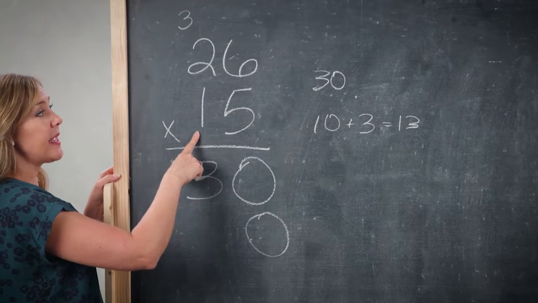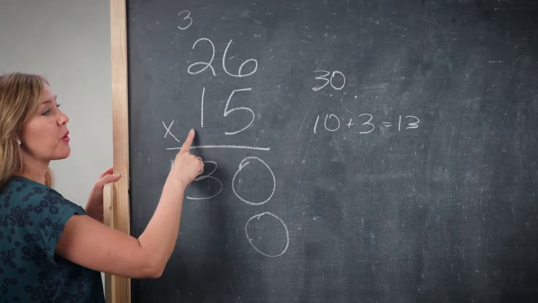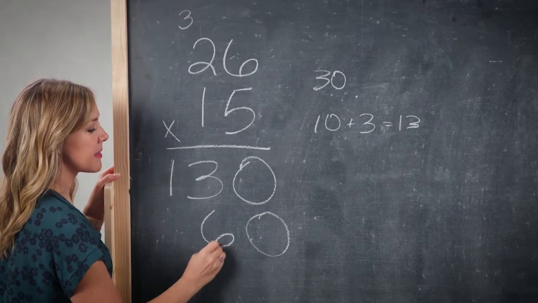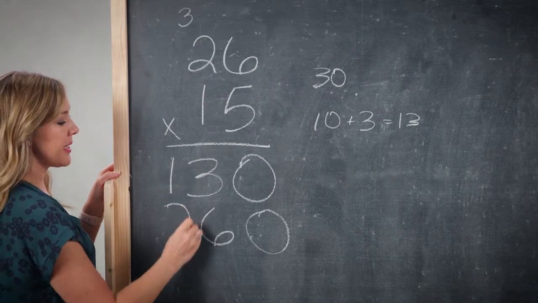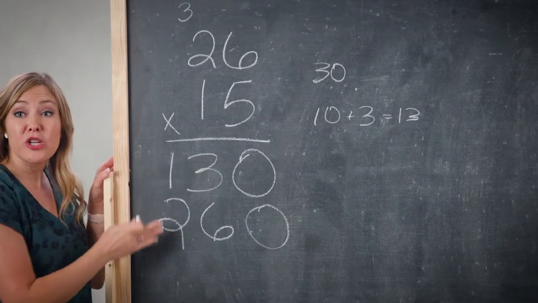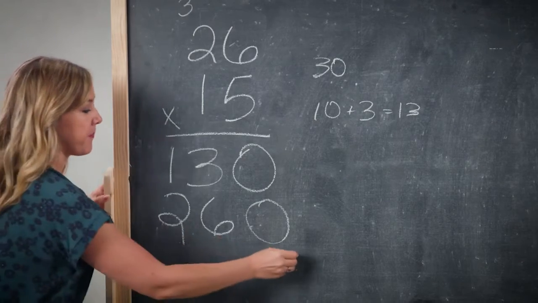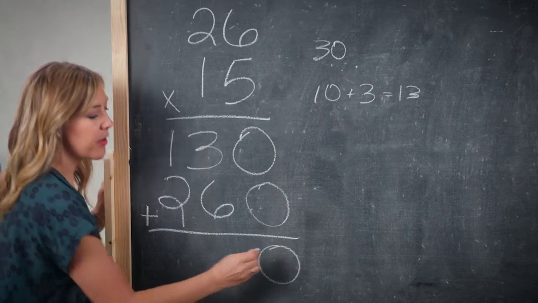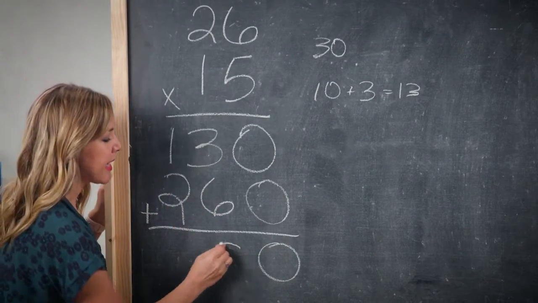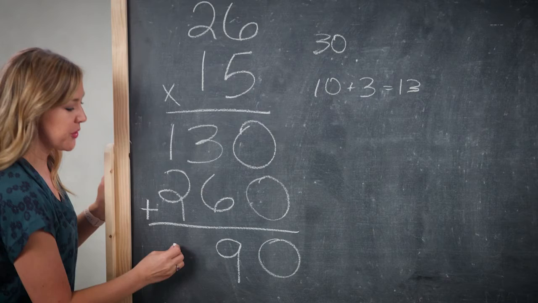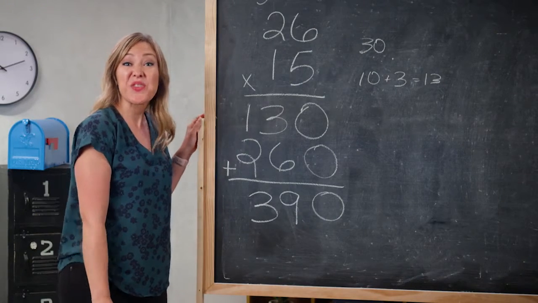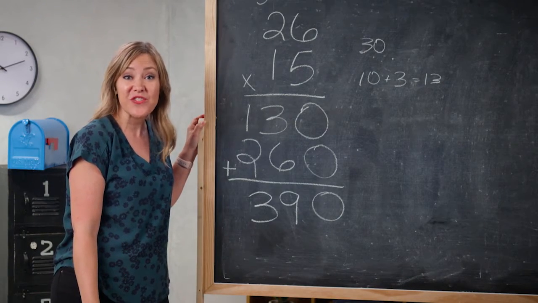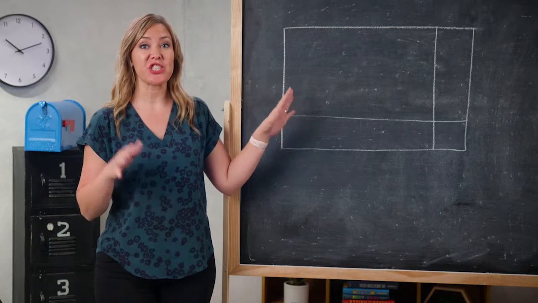Now we do the 1, and it's going to multiply times the 6 and the 2. 1 times 6 is 6, and 1 times 2 is 2. Now we have our 2 partial products, and we're going to add them together. 0 plus 0 is still 0. 3 plus 6 is 9. And 1 plus 2 is 3. That's 390 French fries.